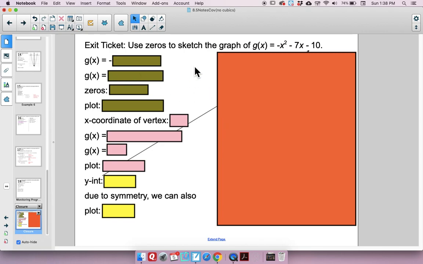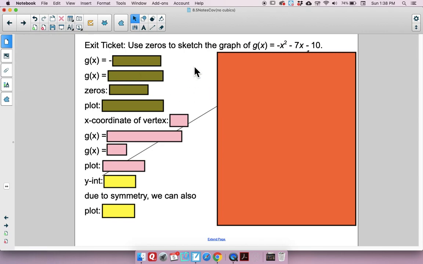Exit ticket. Here we go. Okay. Use zeros to sketch the graph of negative x squared minus 7x minus 10. All right. Got to get it right. Go for it. Try it. All right. So hopefully you realize if we're using zeros, we need to get it into x-intercept form, which means factoring it. So I factored out a negative to make this easier to do. Hopefully you saw that using star or old-fashioned, x plus 5, x plus 2.